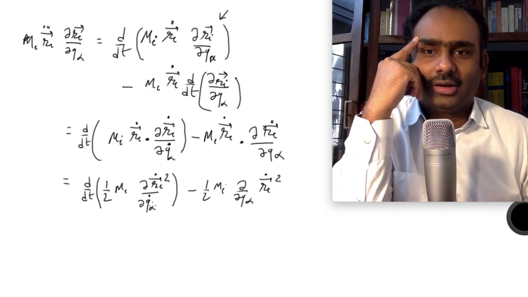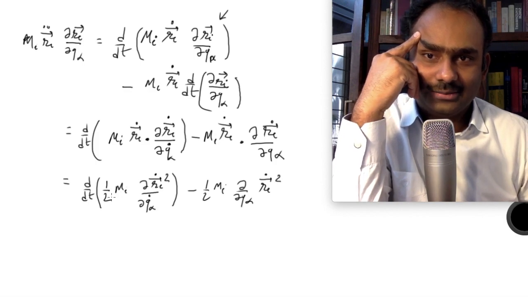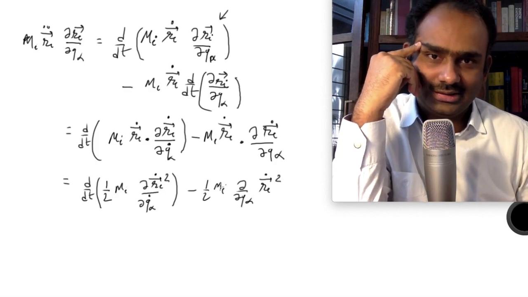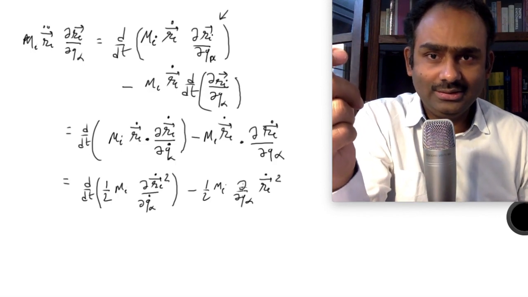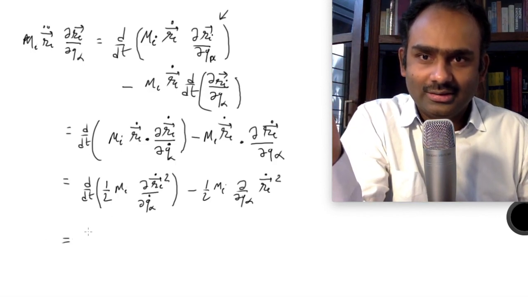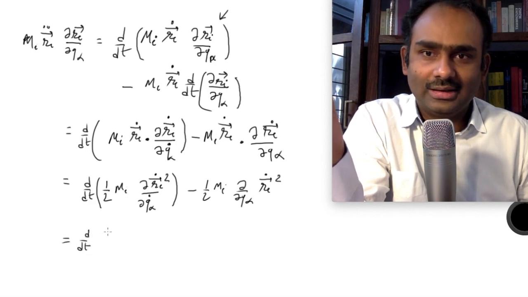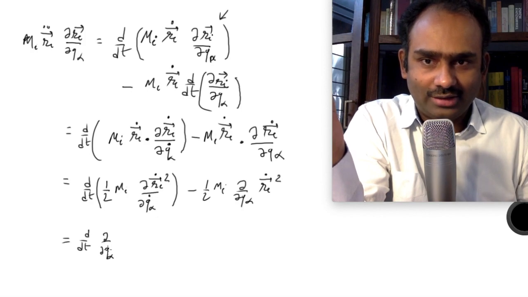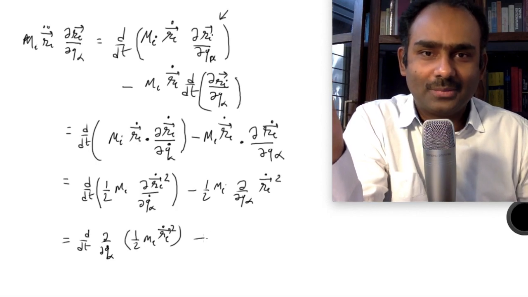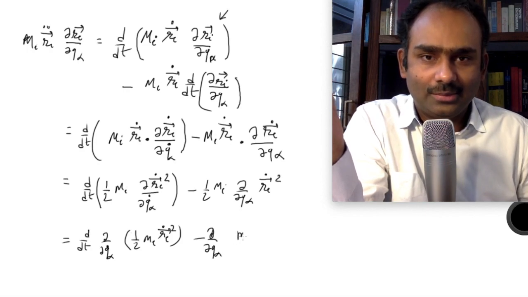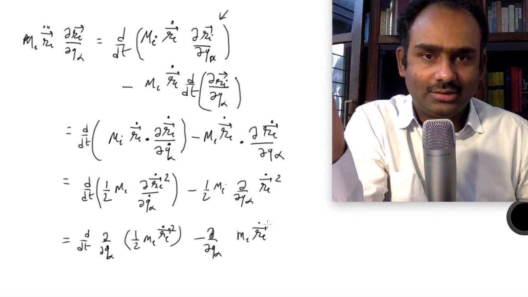Okay, now these half mi pieces I can put next to the ri dot squares, same in both. And you know that half m ri dot square is the kinetic energy of the ith particle. So this will become d over dt of del over del q alpha dot of half mi ri dot square, minus again del over del q alpha of half mi ri dot square. These are your kinetic energy terms.